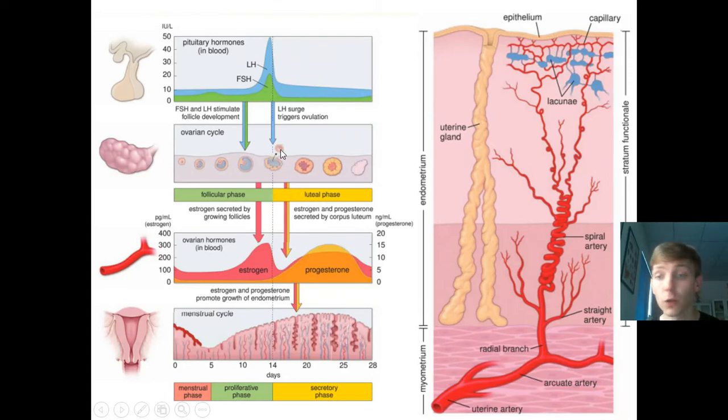But if no fertilization happens, no human chorionic gonadotropin is produced by an embryo. If the embryo doesn't implant here, it doesn't produce human chorionic gonadotropin, which would maintain the corpus luteum, so no more progesterone is produced, and then it inevitably comes to menstruation. So I hope it's understandable.